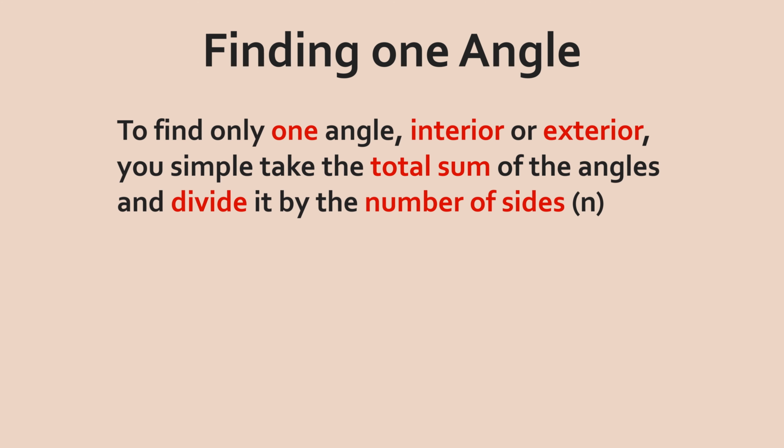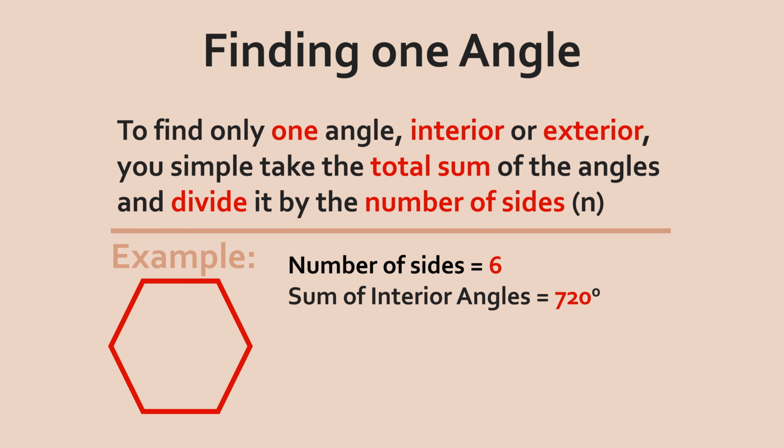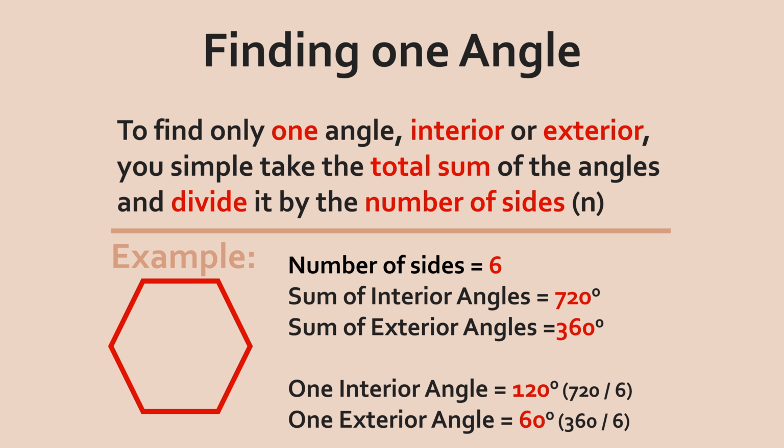We can find a single interior or exterior angle by simply dividing the sum of angles by the amount of sides. Here is an example with a hexagon. We can see one interior angle is 120 degrees and one exterior angle is 60 degrees. Notice something? They add up to 180 degrees.